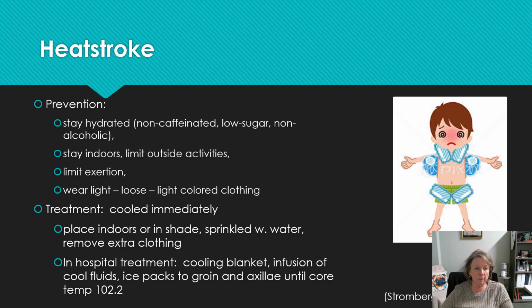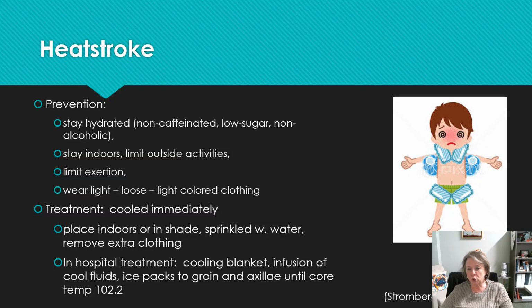Treatment: cooled immediately. We need to cool them down. We got to get the temperature down. Heat stroke is causing brain damage. We are frying the brain. So cool them down. This little child over here, you see ice packs in the groin, under the armpits, and in the neck. We can do that to bring the temperature down. In hospital treatment, cooling blankets are used, infusion of cool fluids, ice packs to the groin and axilla, to get core temperature to 102.2. So we're going to drop them.